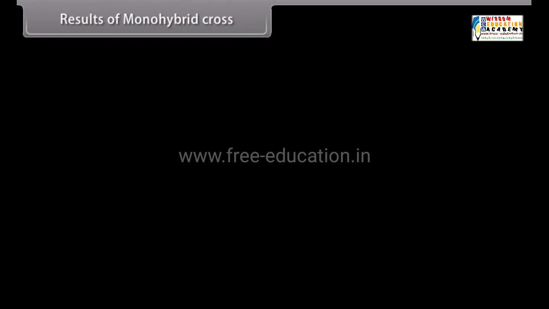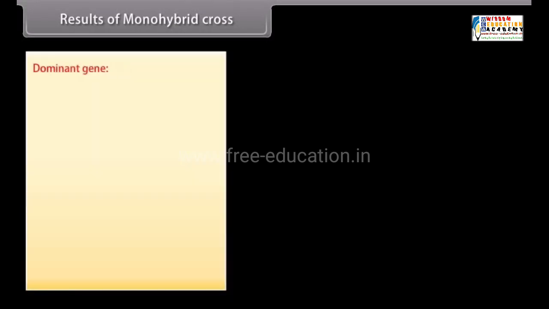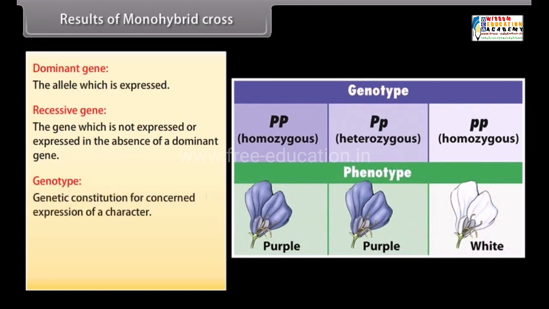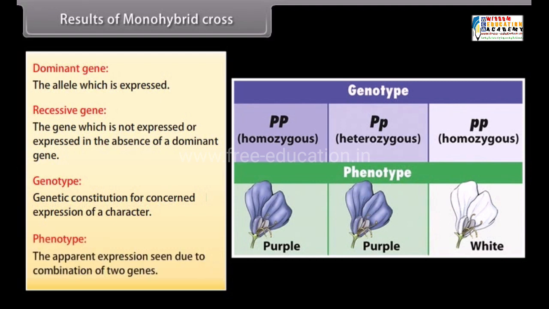Results of monohybrid cross. Dominant gene, the allele which is expressed. Recessive gene, the gene which is not expressed or expressed in the absence of a dominant gene. Genotype, genetic constitution for concerned expression of a character. Phenotype, the apparent expression seen due to combination of 2 genes.